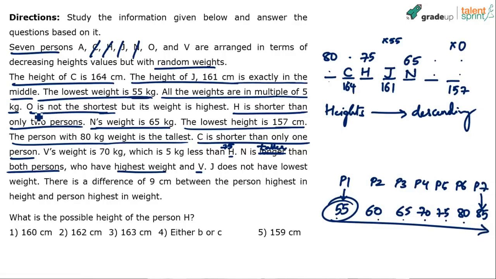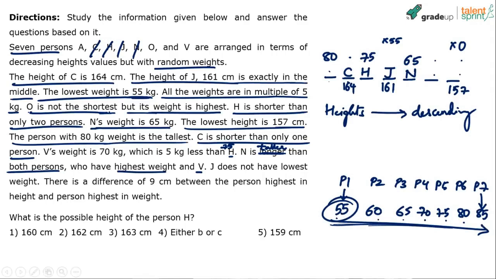I know that O is the heaviest in terms of weight. O's weight is highest, which means O should be at least 85 kg. O can be 90, it can be 100, it can be 150, it can be 200, but the minimum is 85, because the heaviest person will be at least 85 kg in this sequence, if I take all the consecutive multiples of 5.